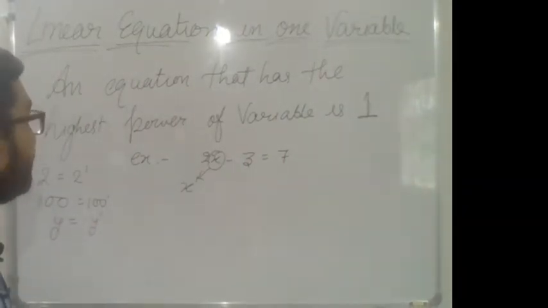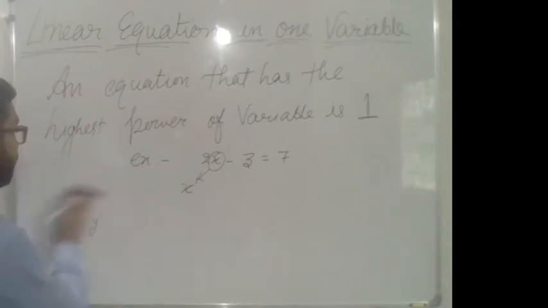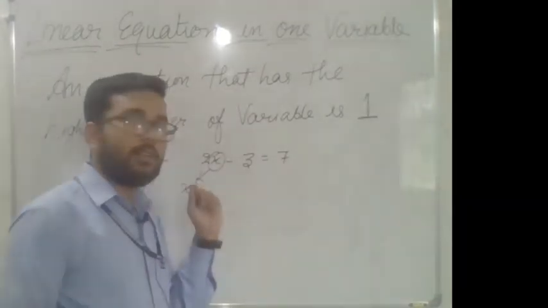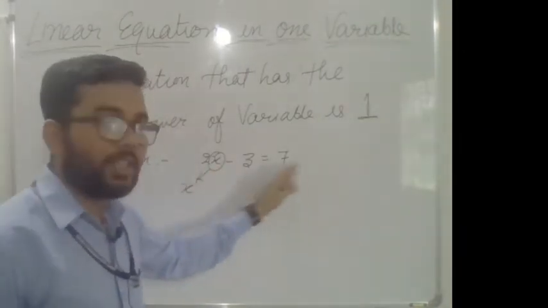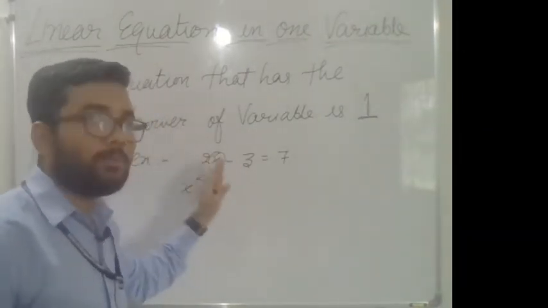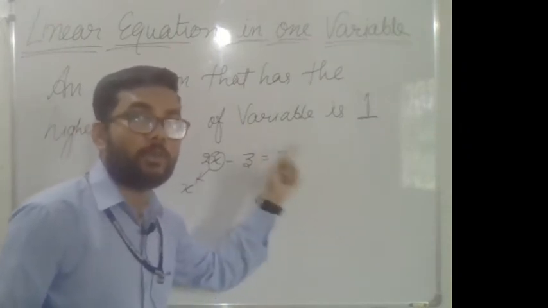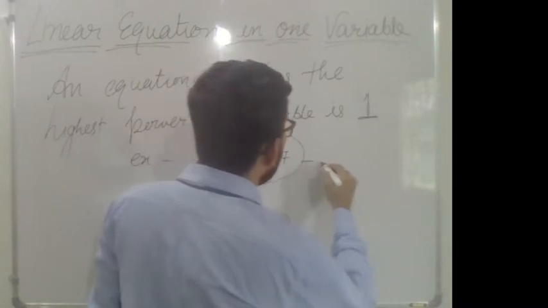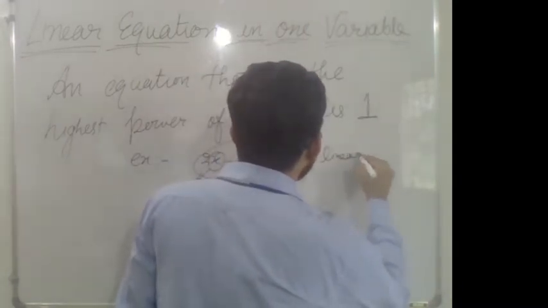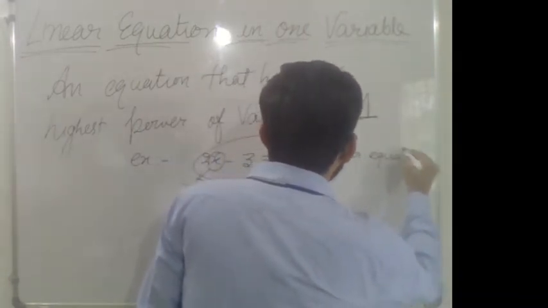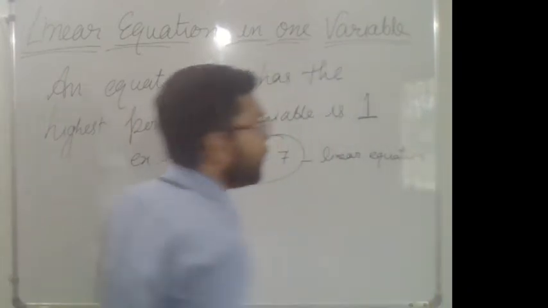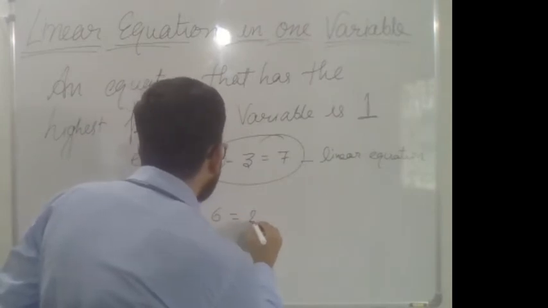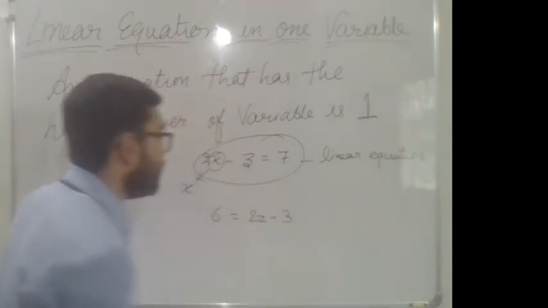Similarly here in the equation 2x minus 3, x means x to the power 1. So in this equation there is a variable whose highest power is what? 1. That is why this equation is called a linear equation.